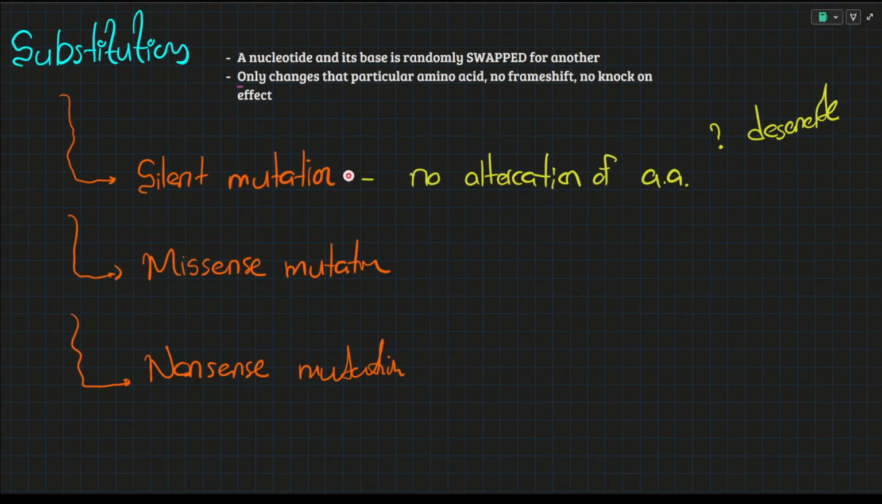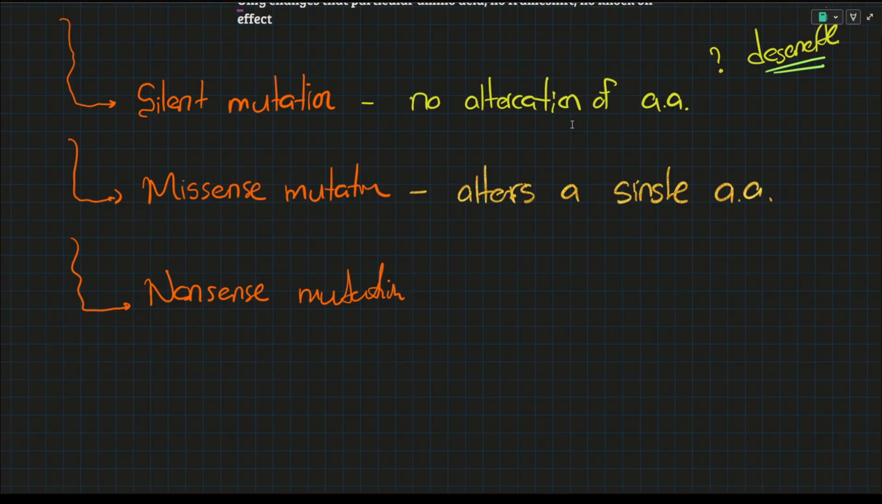There's no alteration of the amino acid. Why? Again, the genetic code is degenerate. Now, what about missense? Here's the thing with missense, very simple. Missense alters a single amino acid. Just one, okay? Just one. This is the worst kind that you can possibly have.